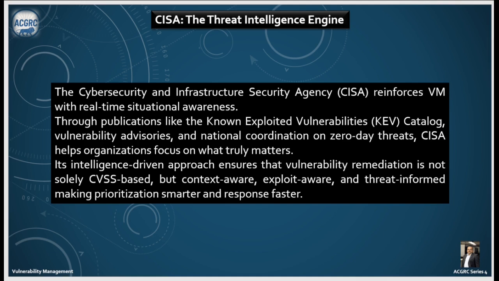The Cybersecurity and Infrastructure Security Agency, or CISA, reinforces VM with real-time situational awareness. Through publications like the Known Exploited Vulnerabilities, or KEV, catalog, vulnerability advisories, and national coordination on zero-day threats, CISA helps organizations focus on what truly matters. Its intelligence-driven approach ensures that vulnerability remediation is not solely CVSS based but context aware, exploit aware, and threat informed, making prioritization smarter and response faster.